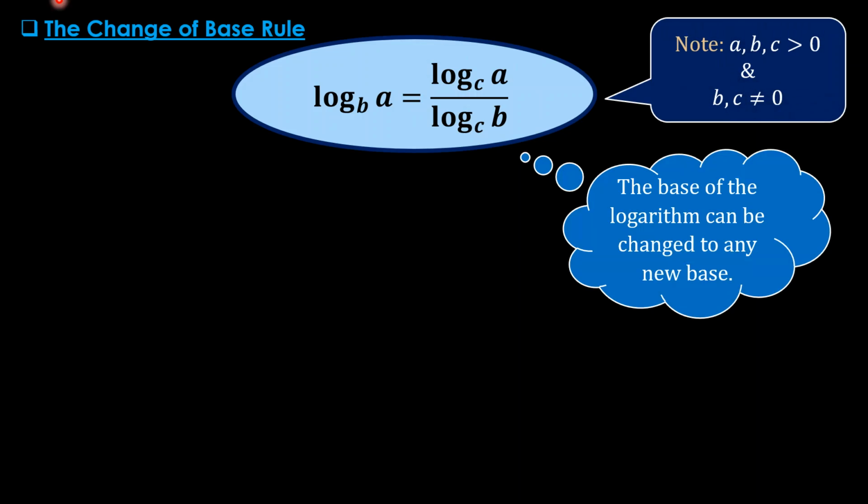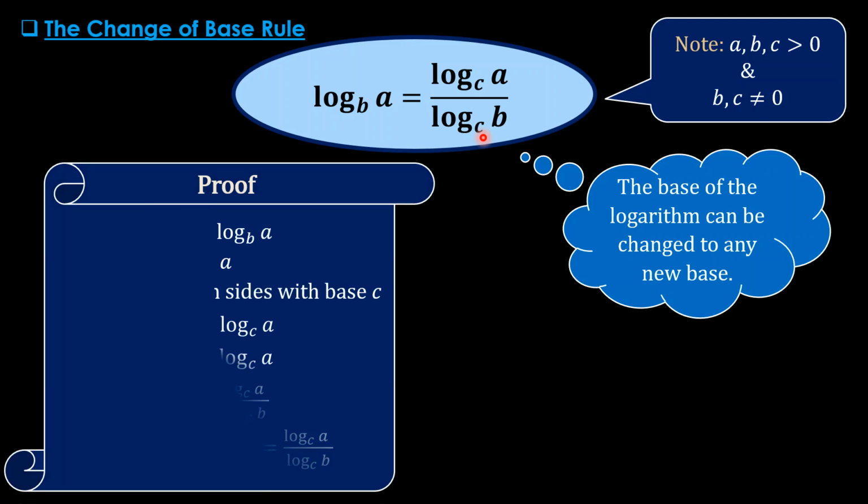So we can see a note here: a, b, c are greater than 0, and b and c are not equal to 1. Another note here, the base of the logarithm can be changed to any new base. So it was b here, we can change it to any base, but in this fraction, both numerator and denominator, both logarithms have to have the same base.